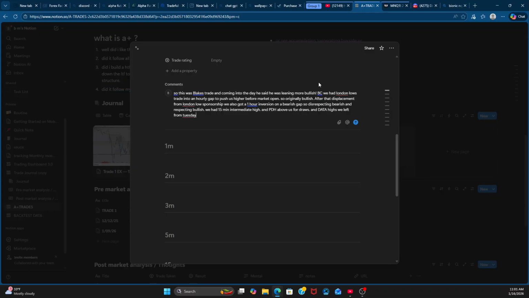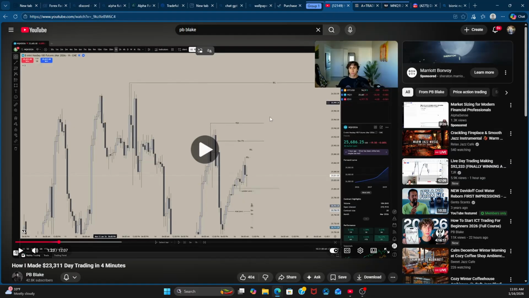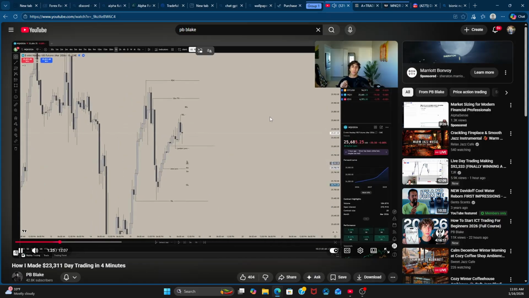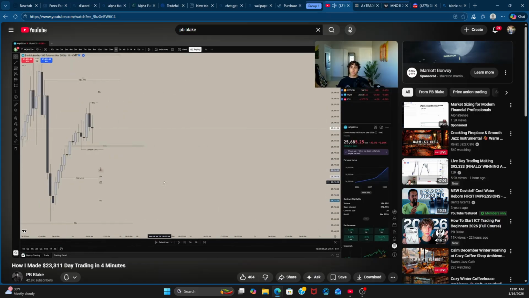I think going into next week we're going to be pretty bullish. I'm assuming because we have data highs resting above, previous day highs resting above. You could say those 15-minute intermediate highs too, but we'll see. Just wait. Tuesday, right? So I was leaning more bullish. Now, this was the thing, right?